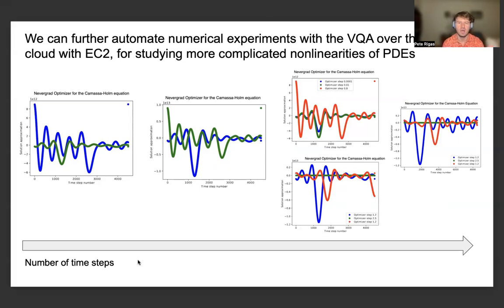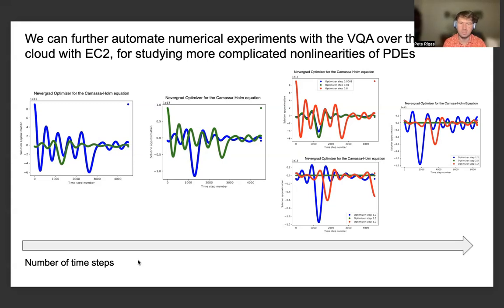So if we look at all these simulation plots that I have in the slide for approximations of solutions to this partial differential equation, the Camassa-Holm equation, we can see that the AWS EC2 instance helps us in facilitating the deployment of this process to the cloud, but also allows us to more efficiently experiment with more complicated nonlinearities and initial conditions from the limited compute that we have, which can be a great alternative instead of having to get one's own hardware or workstation for running these types of simulations.